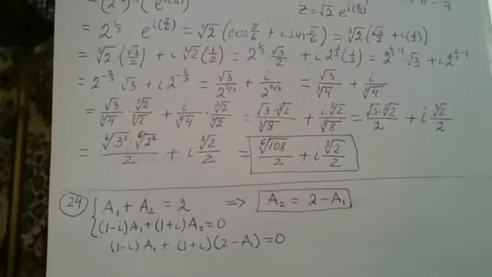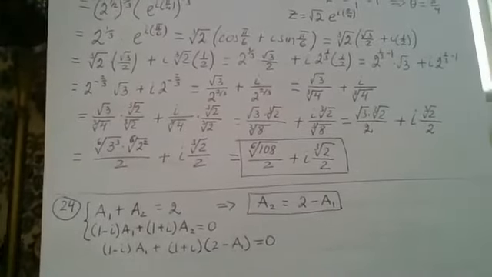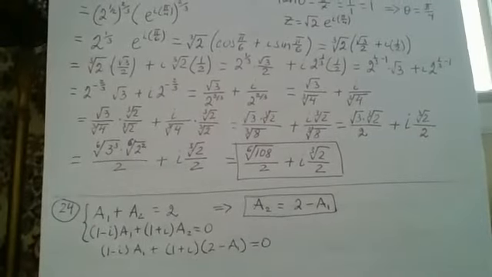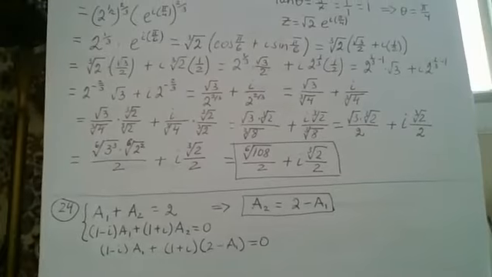Do you understand where it is coming from? Yes. I replaced A2 by its equal expression, which is 2 minus A1. Yes. And now I'm going to simplify it. Distributing and foiling. So 1 times A1 minus i times A1 plus 1 times 2, which is 2, 1 times negative A1, it is minus A1, i times negative, so it will be minus i times A1 equals to 0.